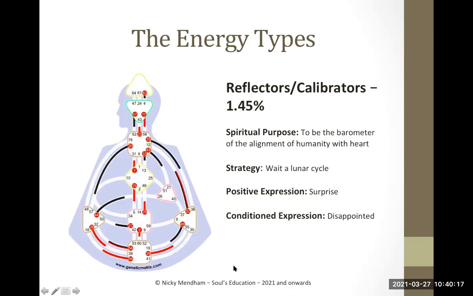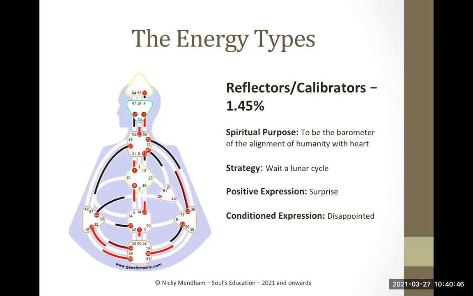And then finally, we have the reflector, and this is a very rare energy type. There's only 1.45% of the population that are reflectors, and they are here as the barometer of the alignment of humanity, and it's very much through their heart center. So they actually feel the community that they're living in. So they kind of mirror back the state of the community.